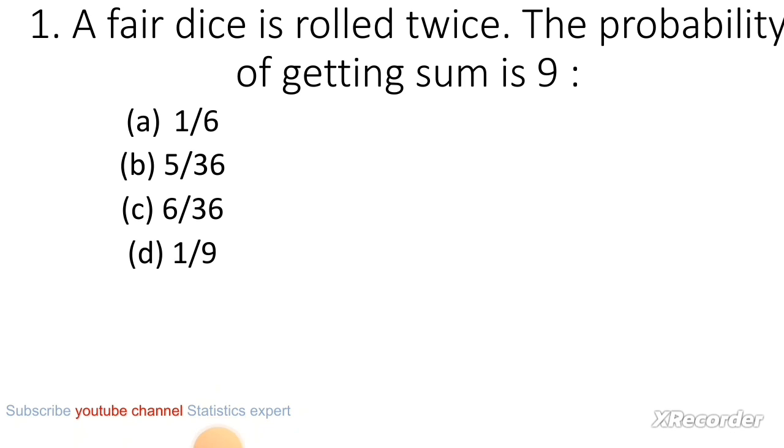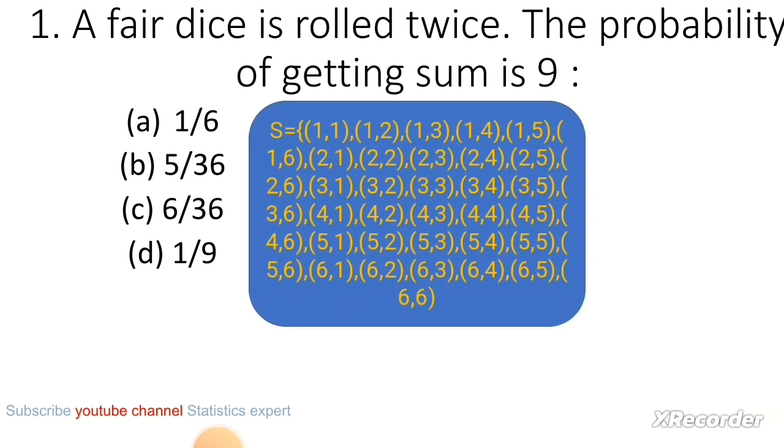So the question is: a fair dice is rolled twice. What is the probability of getting a sum of 9? Here, first of all we need the sample space. The sample space will be 36.